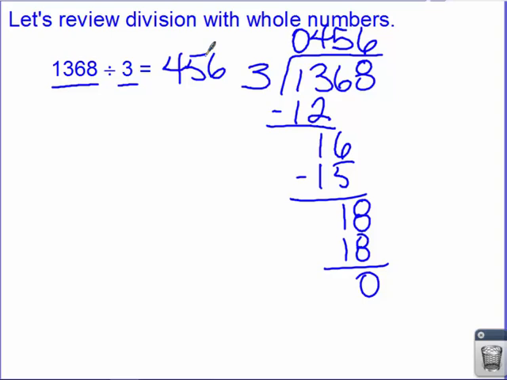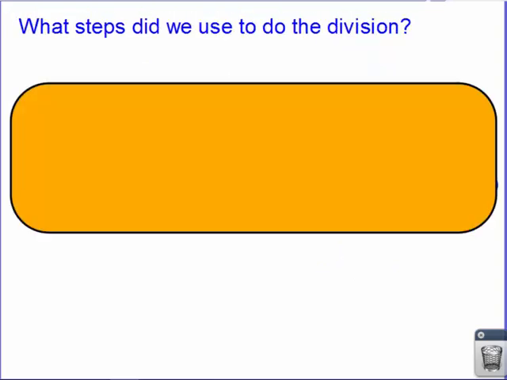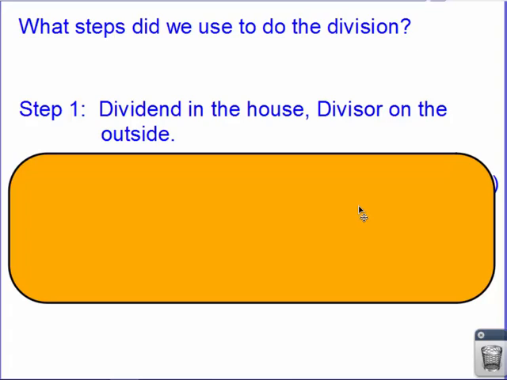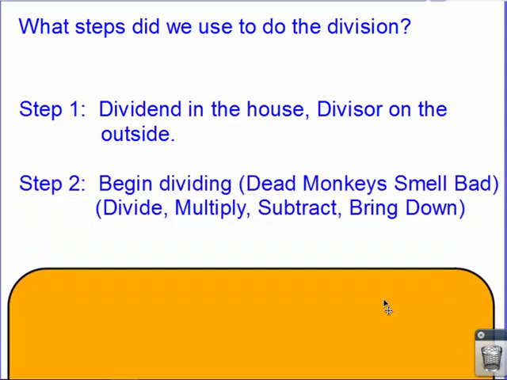Okay, so if we wanted to check that, we could take 456 and multiply by 3, and you would get 1368 back. So let's kind of review what it is that we did. So what steps did we use to do that division problem? Well, the first step that we did was the dividend went in the house and the divisor went on the outside. And again, to find the dividend, it's always the first number. No matter what that first number is, that's the number that goes in the house. And then we simply divide.